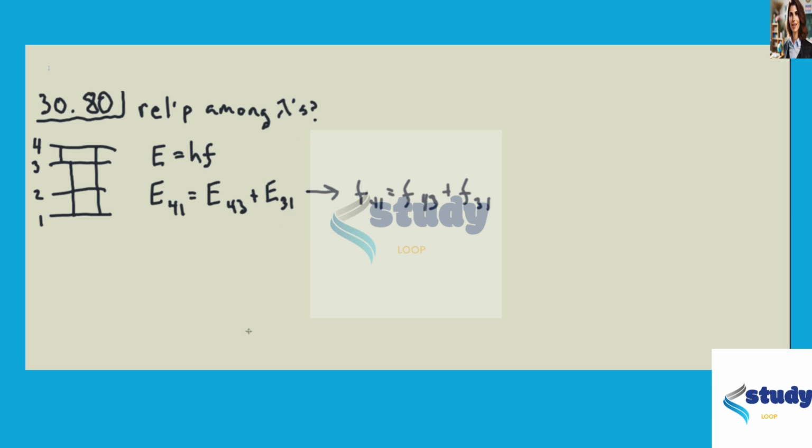But now we want to know if there's a relationship among the lambdas. So for all waves, including light, the speed, which instead of v we use a c for light, is equal to the wavelength times the frequency. And so if we divide both sides of this by the wavelength, we get that the frequency is the speed of light divided by the wavelength. And so we can substitute this in for our frequency in this expression.